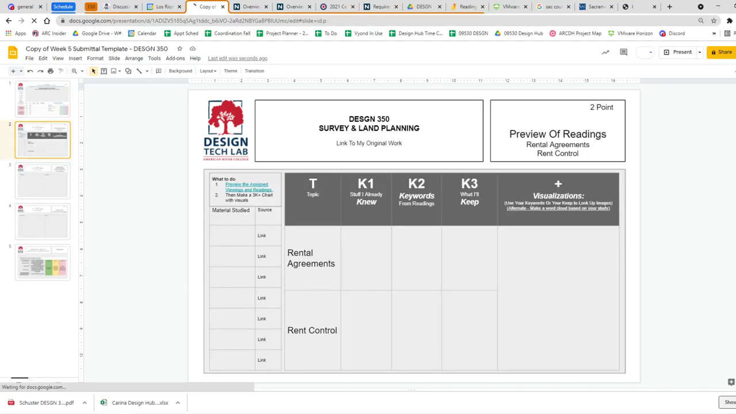Okay, so remember, what did you already know? What did you already know about rental agreements, rental control? Many of you might have already been through these. Find a bunch of those keywords, right? What are some of those keywords out of all those things that we were just looking at? And then what are you going to keep from all of this? And then give me your word cloud or something like that. And give me lots of links. I'm hoping that you guys can really come up with a bunch of good links that we can use.